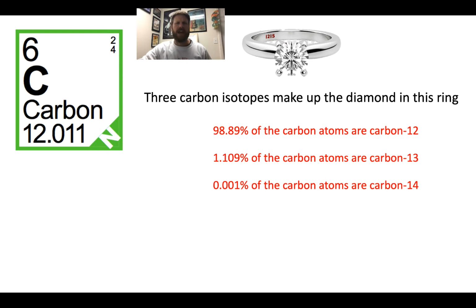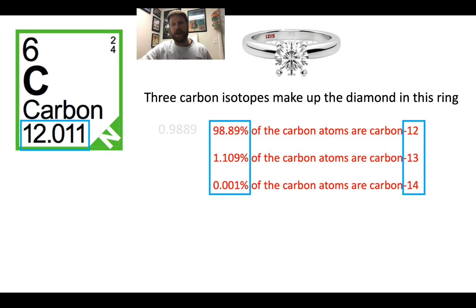So if I want to find the average atomic mass, I need to take the abundances, and I need to take the mass numbers, and that will allow me to find the average atomic mass that you see on the periodic table. To do this, the first thing you want to do is take those abundances in percent and change them into decimal form. You divide by 100 to get that done. So 98.89% is 0.9889. 1.109% is 0.01109. And 0.001% is 1 times 10 to the negative fifth.